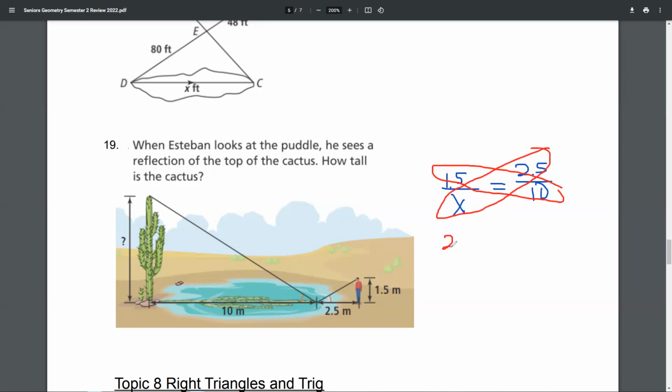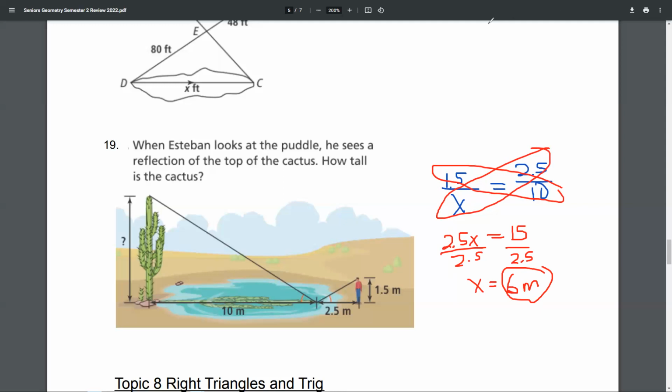So that's going to be 2.5x equals 15. And then you divide by 2.5. And that's going to be 6 meters, right? So we're solving for this. So this will be 6 meters. The cactus is 6 meters tall.